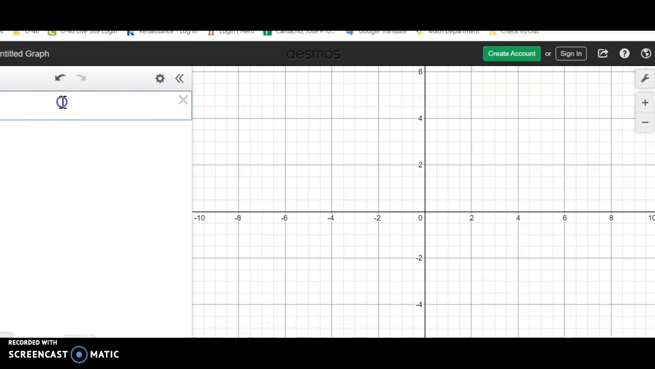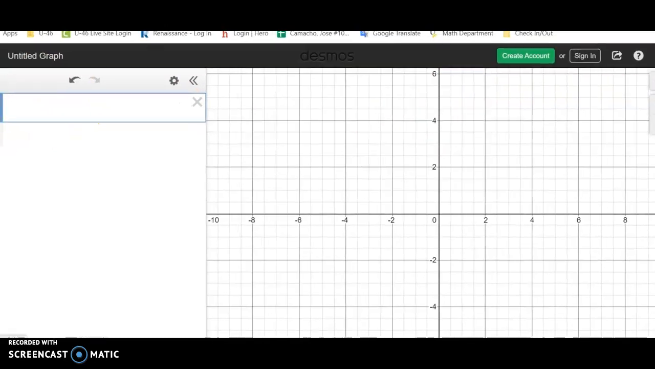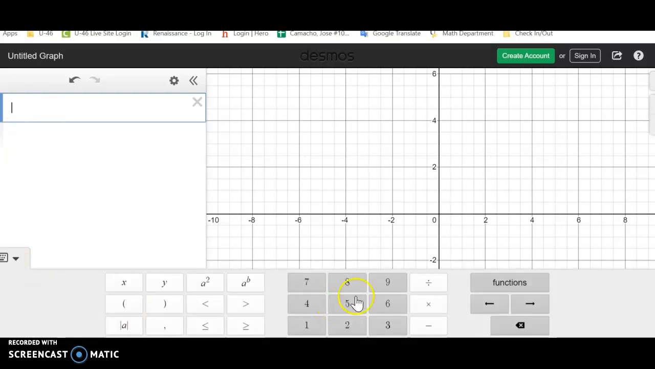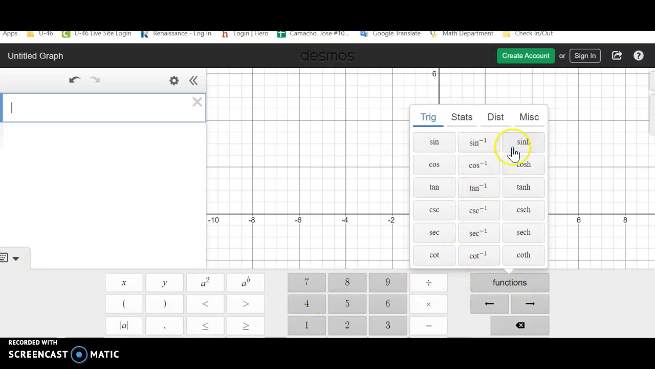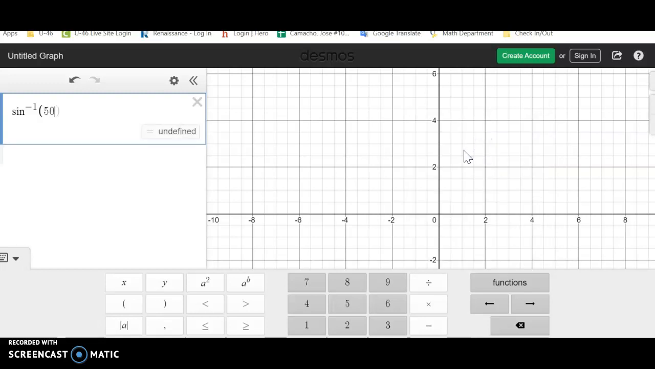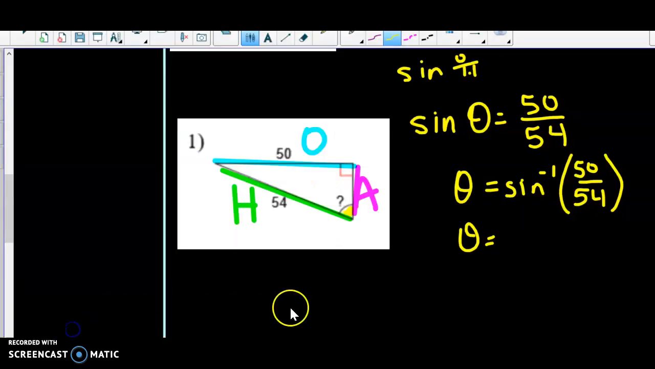So again, what are we going to input? We're going to input sine inverse. So I want to show the keypad, so I go to functions, and here is my inverse function. So you're either going to use sine, cosine, or tangent. Right now we're going to do sine inverse, and what was it? 50 over 54. And what is it? It's 67.80839, all those numbers, right? So we're going to round to the nearest degree. What is my nearest degree? It will be 68. So theta is equal to 68 degrees.